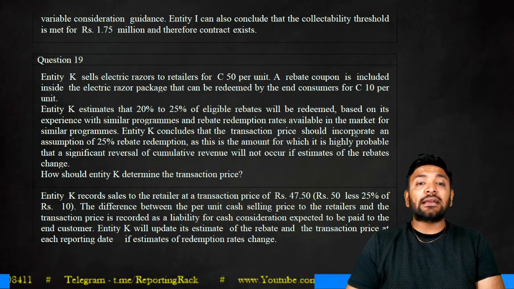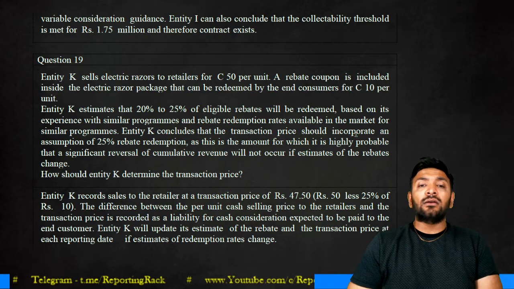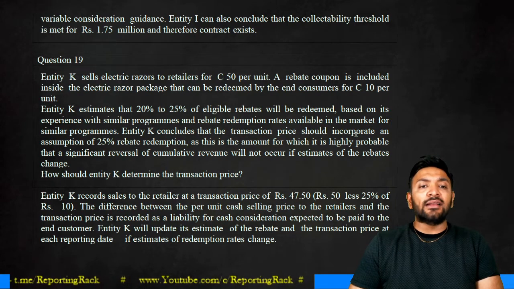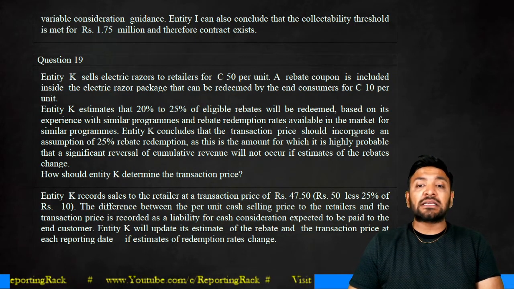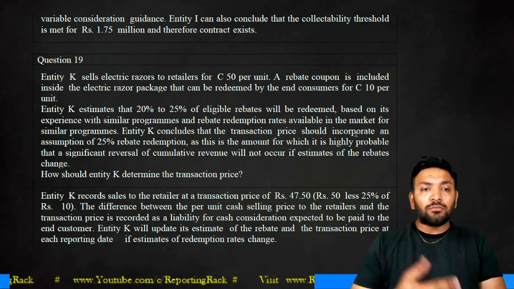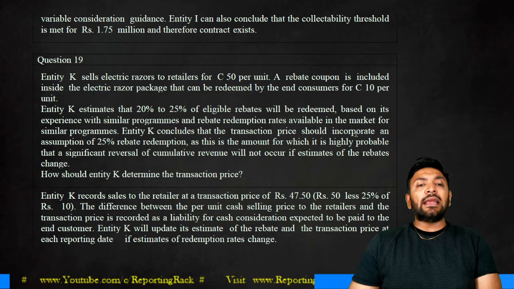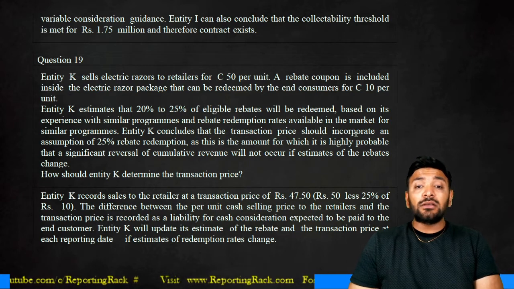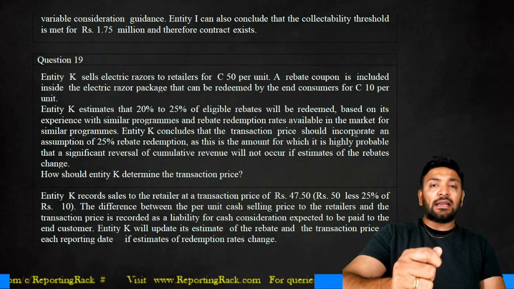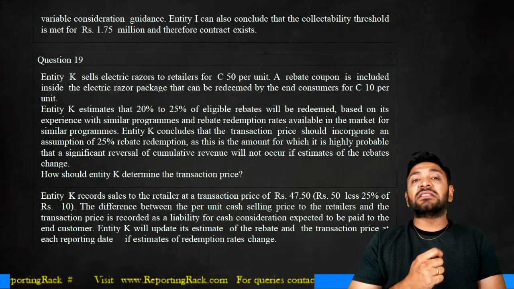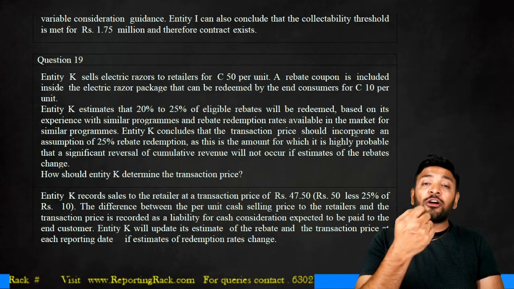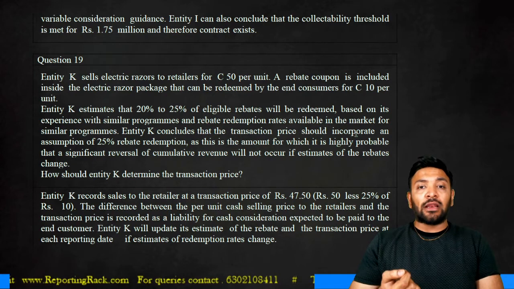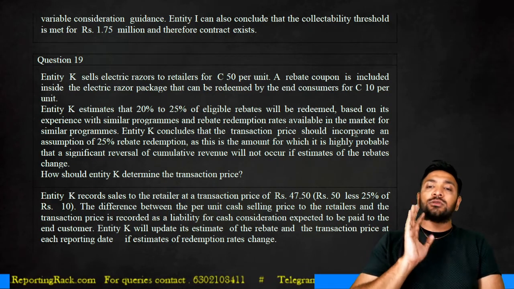Question number 19. Entity K sells electric razors to the retailers at C, a currency, guys, 50 per unit. A rebate coupon is included inside the electric razor that can be redeemed by the end customer for 10 per unit, whatever currency it is. Entity K estimates that 20 to 25% of the eligible rebate shall be redeemed. Guys, to every customer whom I sell at 50, there will be a consideration paid to the customer in the form of a coupon. That coupon rebate is about 10. And I'm not expecting everyone to use that rebate. Only 25% of the eligible people will be using that rebate, 20 to 25.